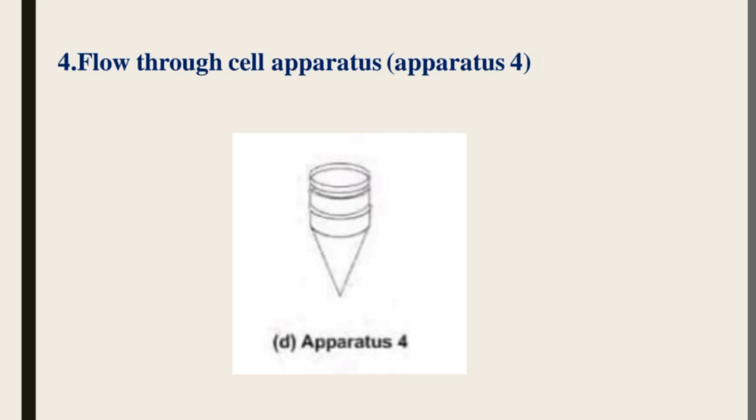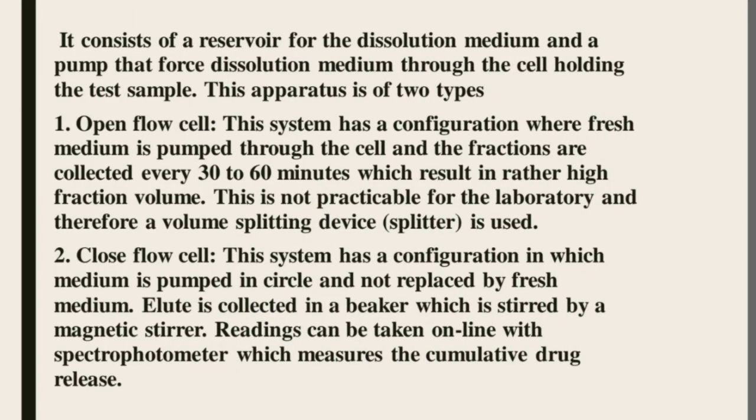Fourth, flow-through cell apparatus. It consists of a reservoir for the dissolution medium and a pump that forces dissolution medium through the cell holding the test sample. This apparatus is of two types, open flow cell and closed flow cell. In the open flow cell apparatus, the system has a configuration where fresh medium is pumped through the cell and the fractions are collected every 30 to 60 minutes, which results in rather high fraction volume. This is not practicable for the laboratory and therefore a volume splitting device, a splitter, is used.